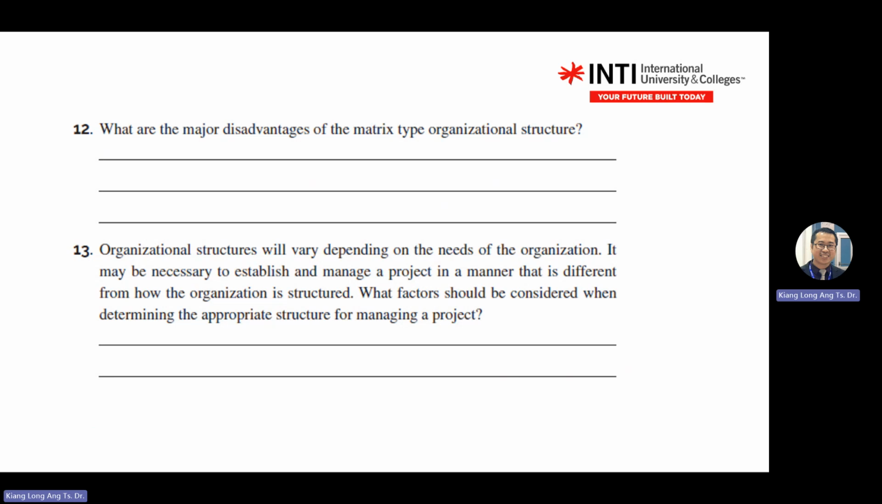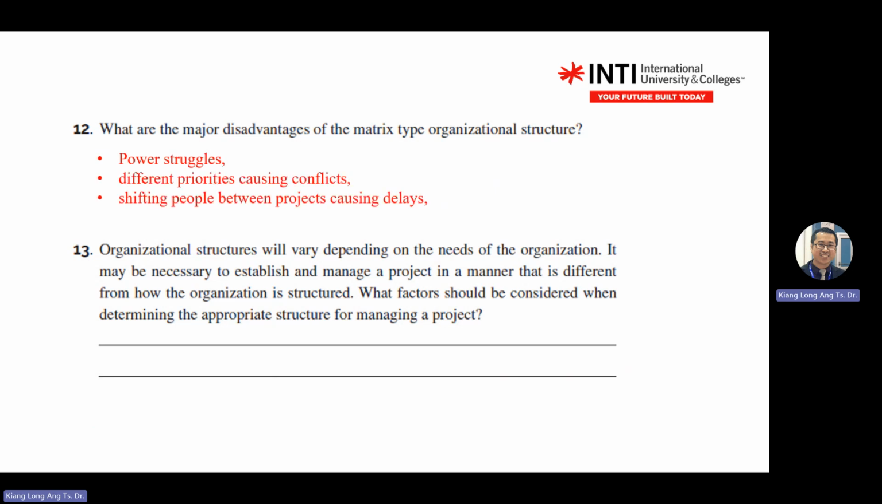Advantages, disadvantages of matrix types. Major advantages and disadvantages is this one. Okay. But this one already has inside the PowerPoint slides. Okay, or in the PM book. Go and read. Okay.